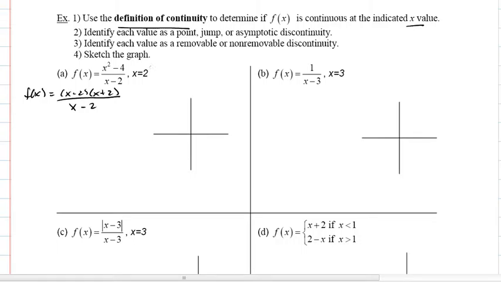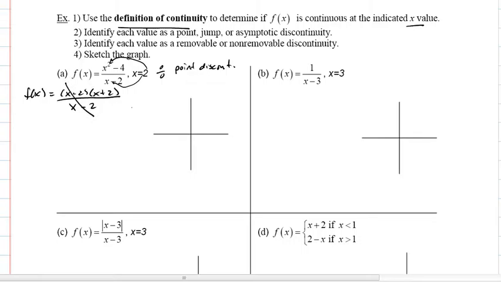Now, from the very beginning, if we plug in 2 into this function, we see that we get a 0 over 0. So we know this function cannot be continuous. Anytime we get a 0 over 0, we have a point discontinuity. So let me go ahead and proceed with the function that I had written below.